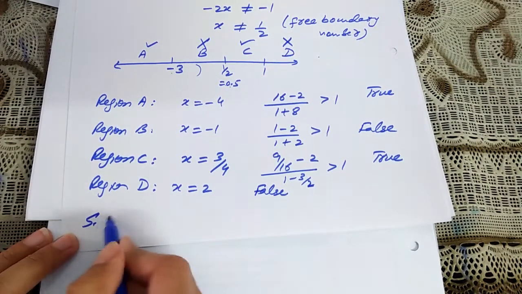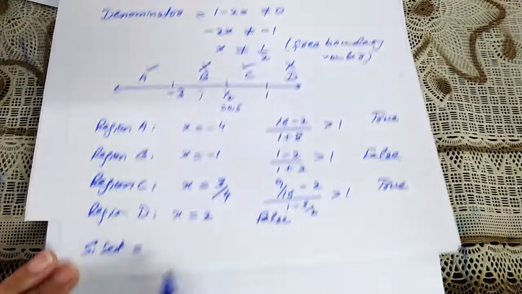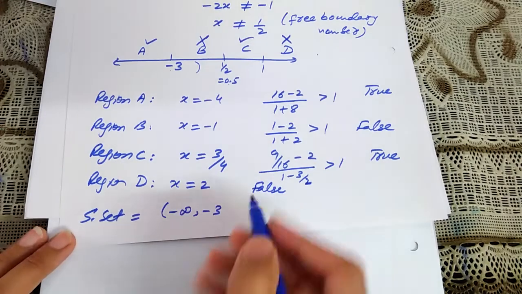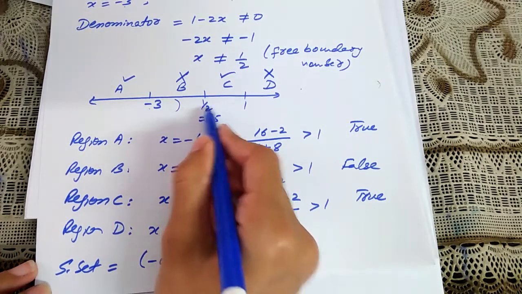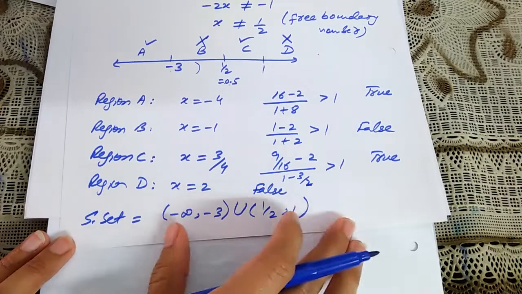So our solution set is now A region, that is -infinity to -3. So it will be written as -infinity to -3 union which region? 1/2 to 1. This region. So this is our solution set here for example number 5.